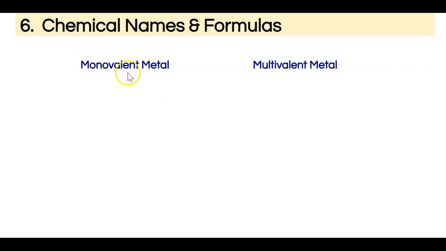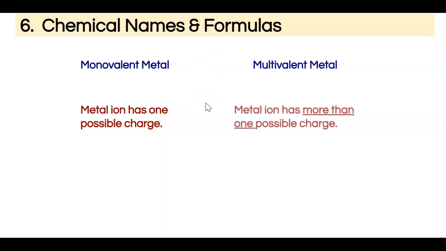So valent is a suffix that might make you think about the valence shell, and it's certainly related to that. A monovalent metal is a metal ion that only has 1 possible charge, whereas a multivalent metal is a metal ion that has more than 1 possible charge. I'm going to give you a couple of examples from your periodic table, and then we'll go through a few more just to make sure that you're clear on this really important idea.